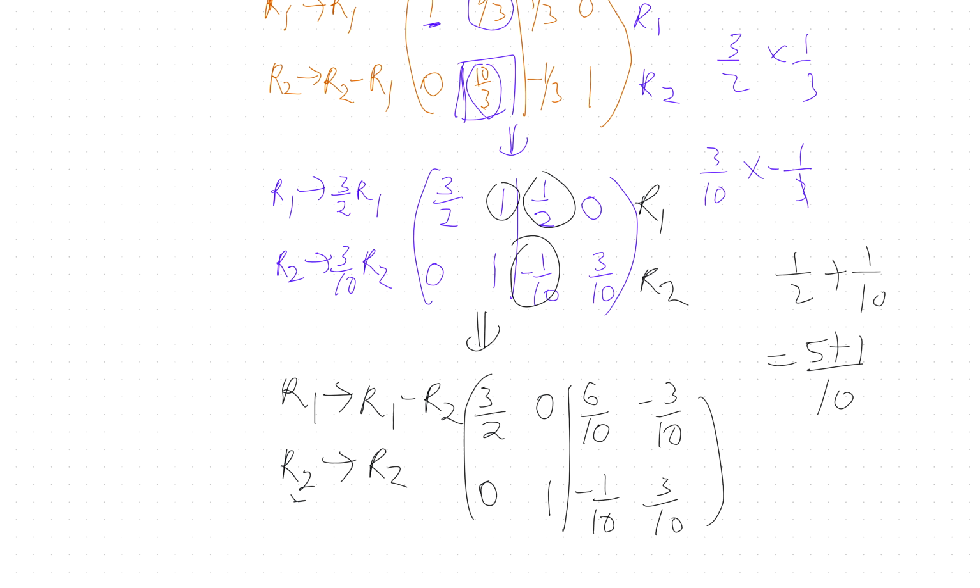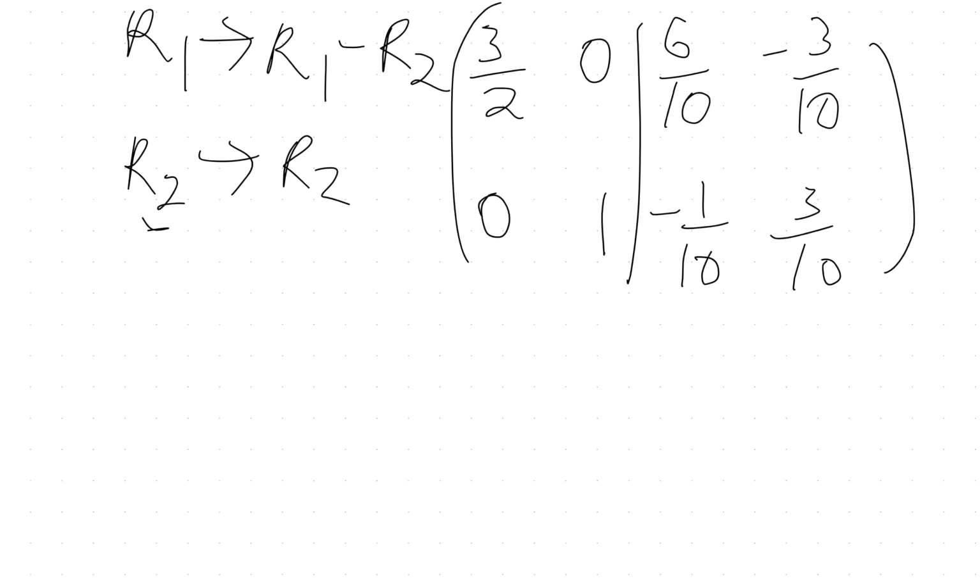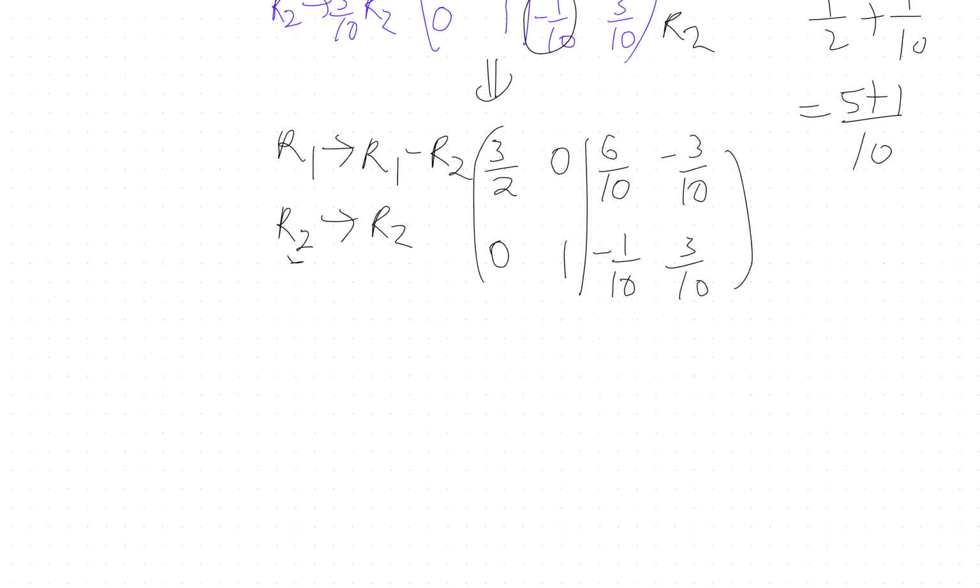We are almost there. The only thing that remains now is that this 3 over 2 has to be 1, okay? So we have a new row 1 and a new row 2. So we just need to get this one to be 1. So we can say that the new matrix has to be this. The new row 1 would have to be 2 over 3 times the old row 1 so that this can go to 0.